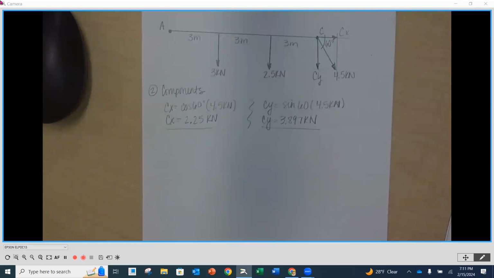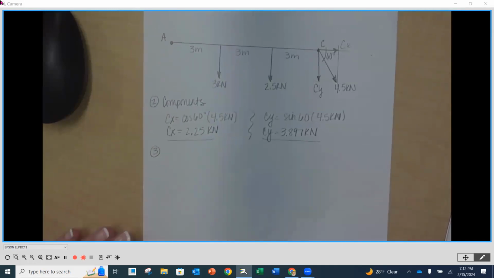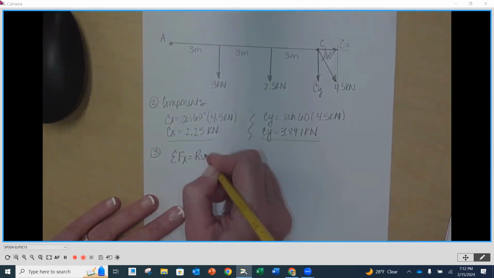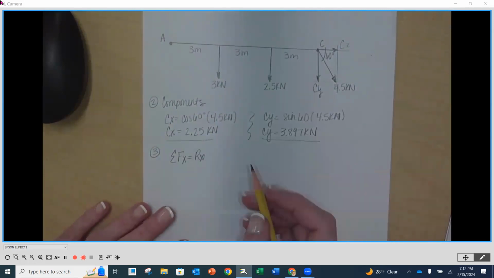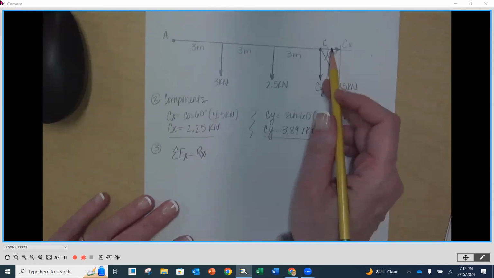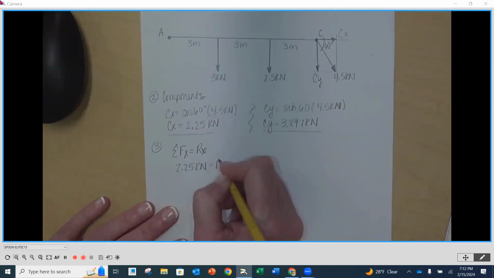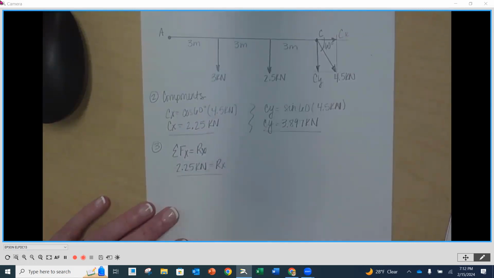Our next step is going to be determining the resultant components and the resultant. So step number 3 is going to be summing our forces in the X to get the X resultant component, and then summing the forces in the Y to get the Y resultant. So go ahead and do that, and I'll kind of do it in the background here. So sum of the forces in the X is going to be equal to our Rx. And if we look, we only have one X component. So 2.25 kilonewtons is equal to our Rx.